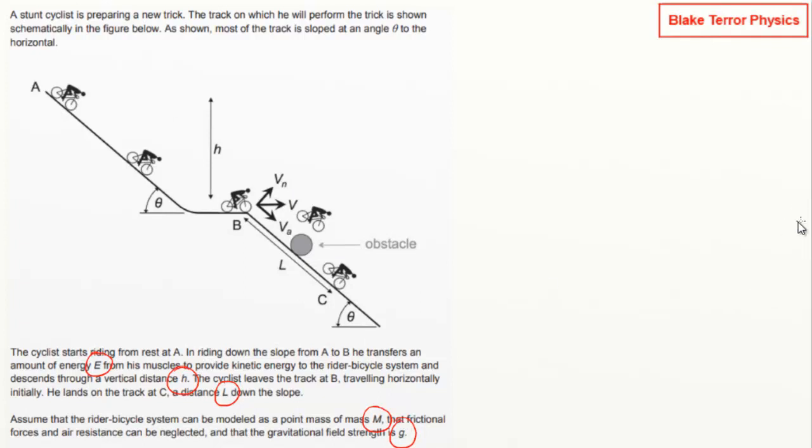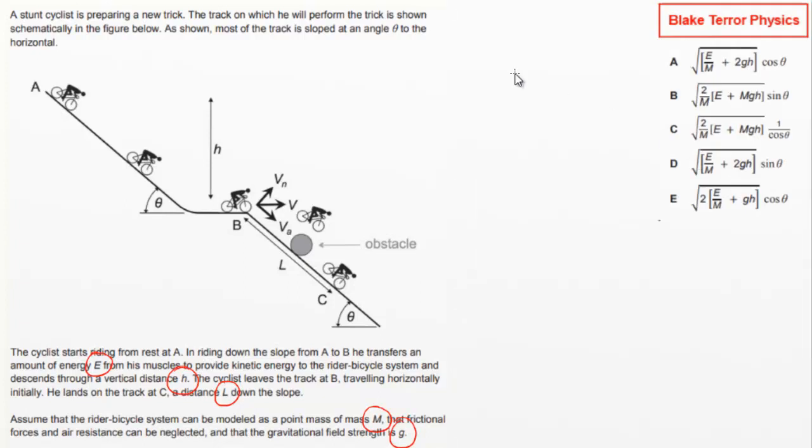Now, there's four parts of this question. I've split them out because I can't fit them all on the screen. So here are the answers to the first part, which is essentially they want us to say, what is VA? So when we get to B, this cyclist is moving with velocity v at B, and the components of that are VA parallel to the slope and VN perpendicular to the slope. So we want the component of the velocity parallel to the slope when the cyclist reaches point B.